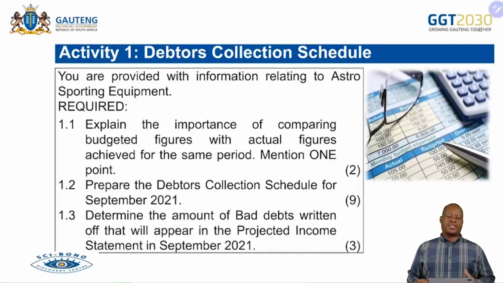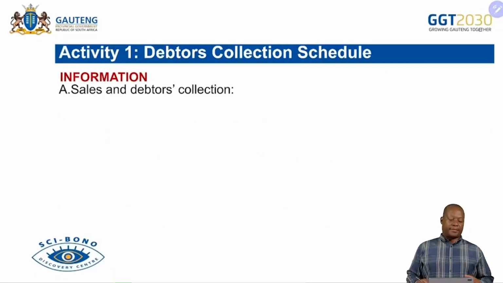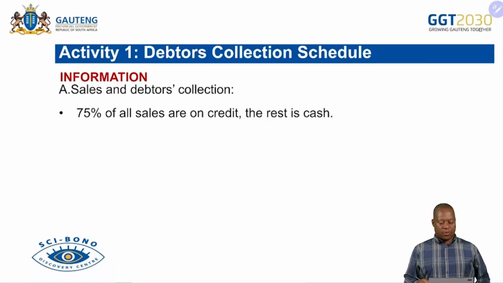The second question says, prepare the debtors collection schedule for September 2021. And then lastly, determine the amount of bad debts written off that will appear in the projected income statement in September 2021. Now, the information that is given to us is as follows.